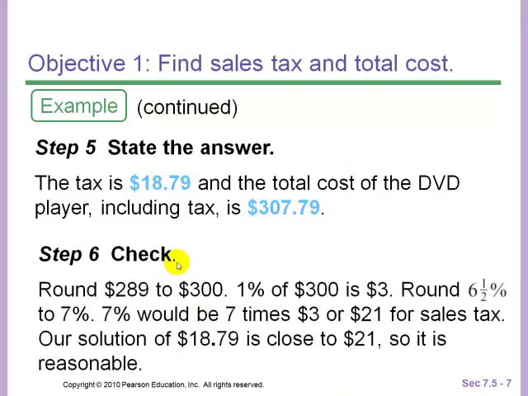You can check this several ways. One way is that 10% would be $28.90. 6.5 is less than 10, so your tax should be less than 28.90. Another way is to find 1%, which would be $2.89, and then multiply that by 6. Regardless, we're in the right ballpark.